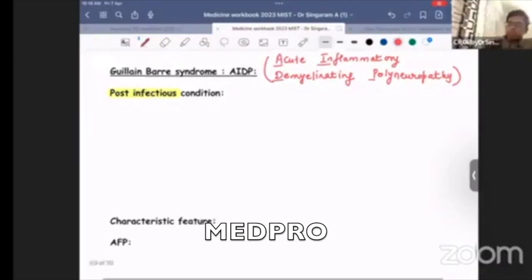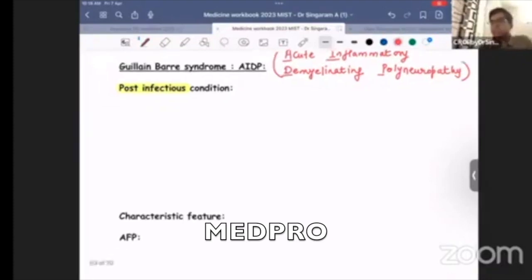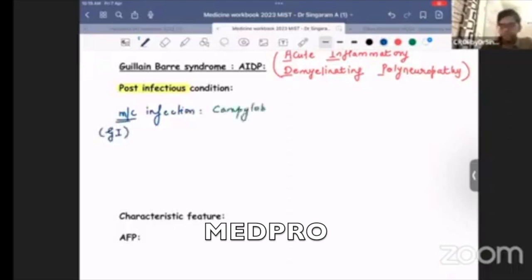Do you know what is the usual infection which is preceding this particular GBS? Do you know what is the most common infection, which is a trigger for this? It is a gastrointestinal infection. And if you know the organism, it is Campylobacter jejuni.